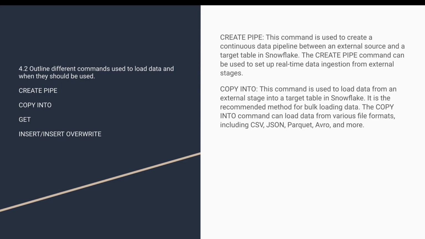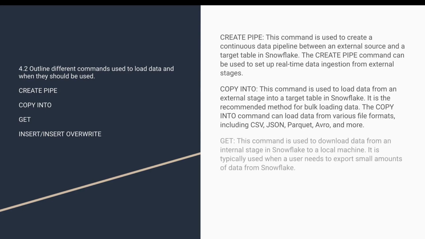Okay, get. If you remember from the mind map, when we use this get command, this command is to download data from an internal stage in Snowflake to a local machine. So this get command is basically used for the unloading of the data, not the loading of the data. Whenever we want to get the data from Snowflake to your local machine, we will use the get command. In a sense, we are loading the data into your local machine from Snowflake.